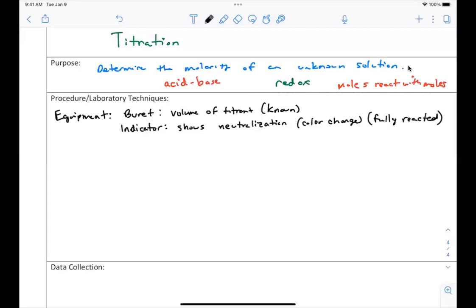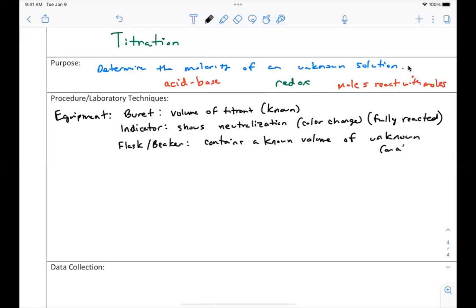That's the purpose of an indicator. And last, you have a flask or beaker, which contains a known volume of your unknown, your analyte. Yes, correct. That's what you're adding the titrant into and mixing.